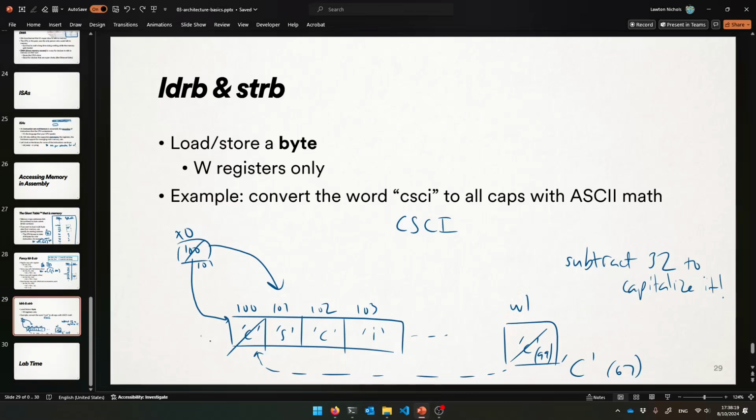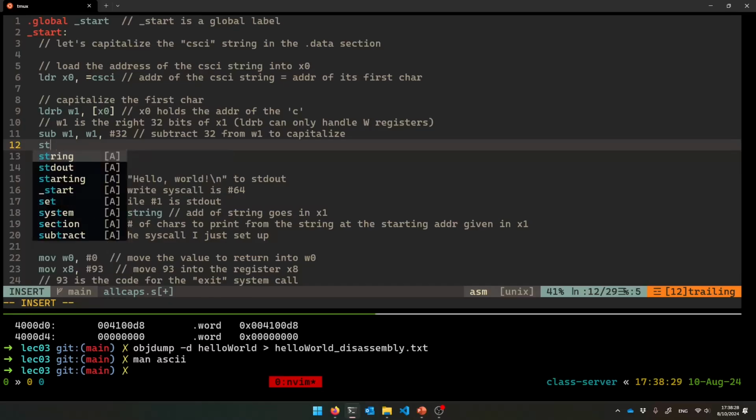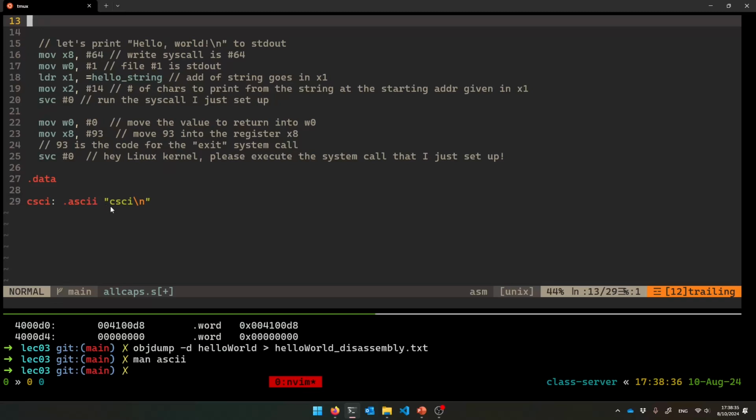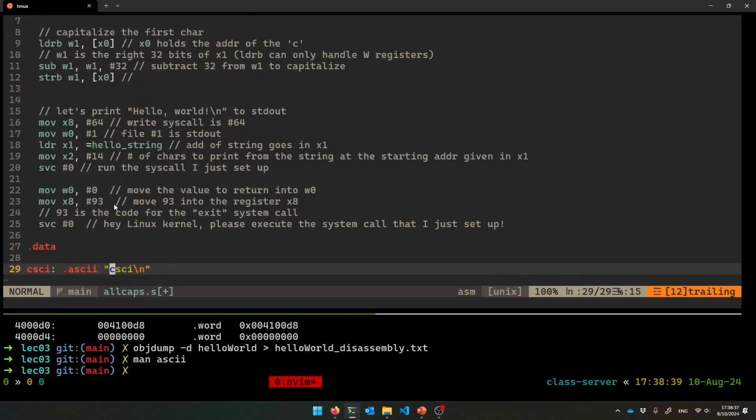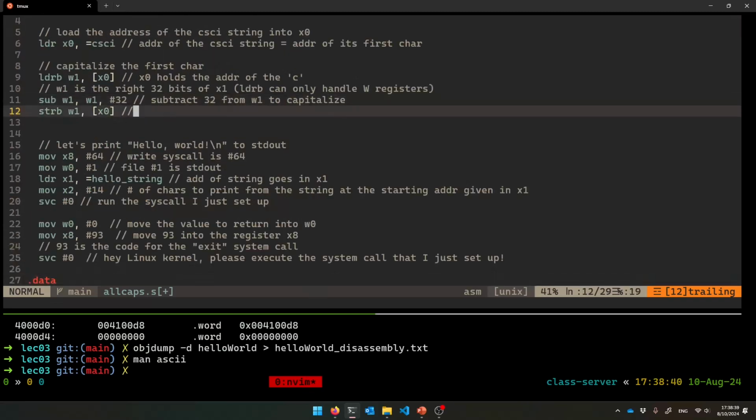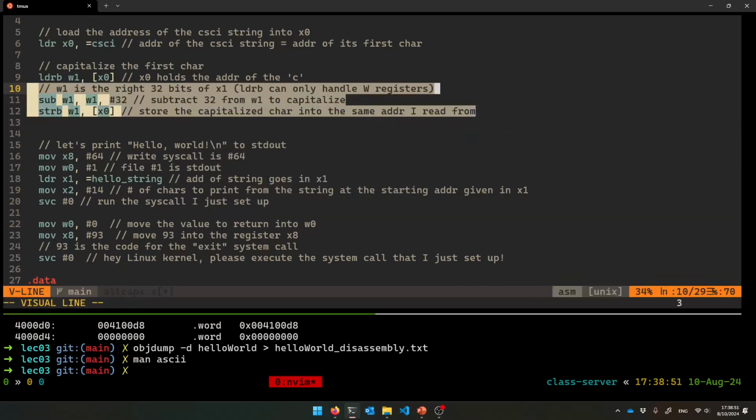We want to shove that capital C back where we found the lowercase c, back in the actual string memory. That's where x0 is pointing to. So now it's going to be a store byte. Store a byte from W1 into wherever x0 is pointing to, and that's updating that C character. So we went into memory down here and changed this lowercase c to a capital C. That's pretty sweet. So store the capitalized character into the same address I just read from. And so that's the process for the C.